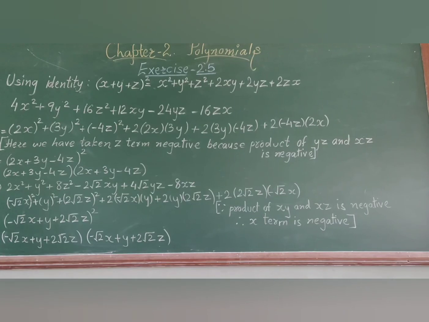In such types of questions, you only have to take care of the negative sign. That is, from the given last three terms, you have to see which two products have a negative sign: either xy, yz, or zx. From these three terms, whichever two are negative, the term common to them should be negative.